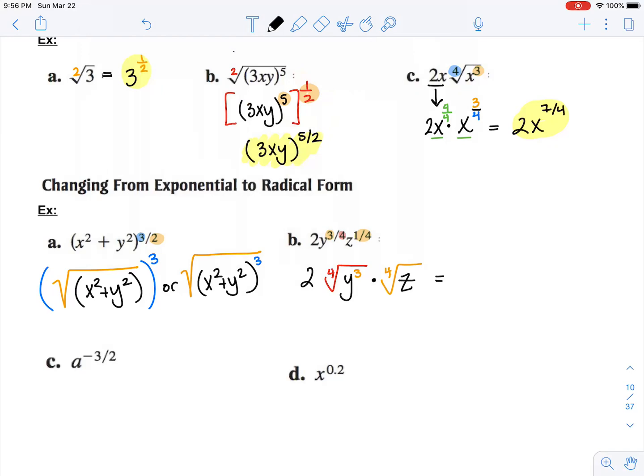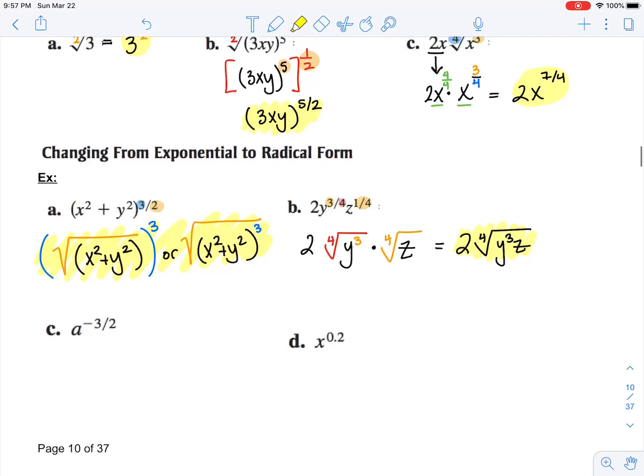Now to simplify more, since these are both having the 4th root taken, I'm going to simplify it to the 4th root of y cubed times z. And that is a more simplified answer. And remember, for A, either of these are acceptable.